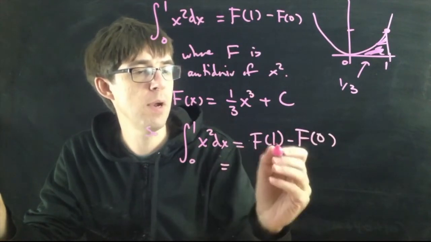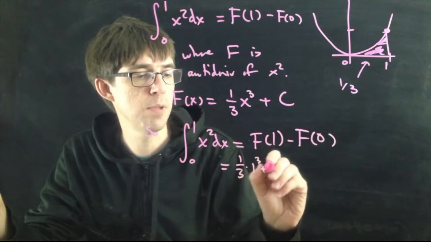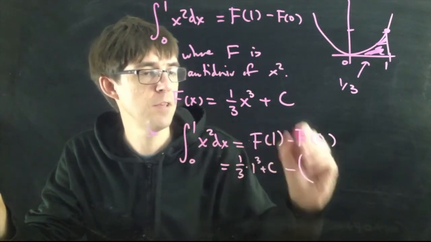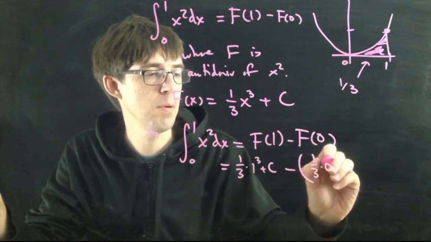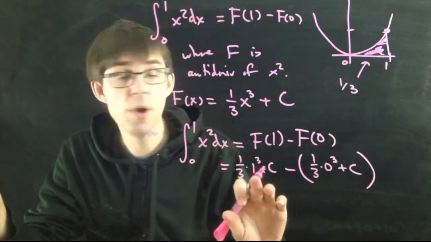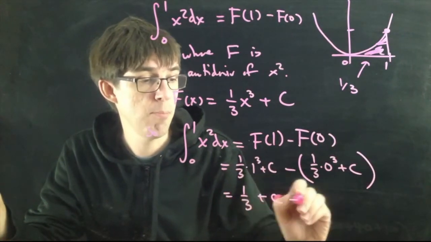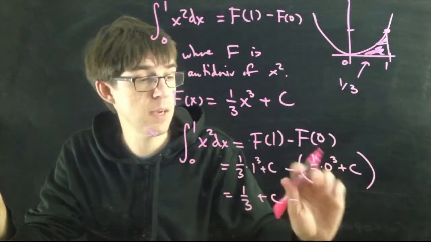What is big F of 1? I plug in right here. I get 1/3 times 1 cubed plus c, minus big F of 0. I get 1/3 times 0 cubed plus c. What happens here when we simplify? 1 cubed is 1, so that right there is just 1/3 plus c, minus 0 cubed is 0, so that goes away entirely.